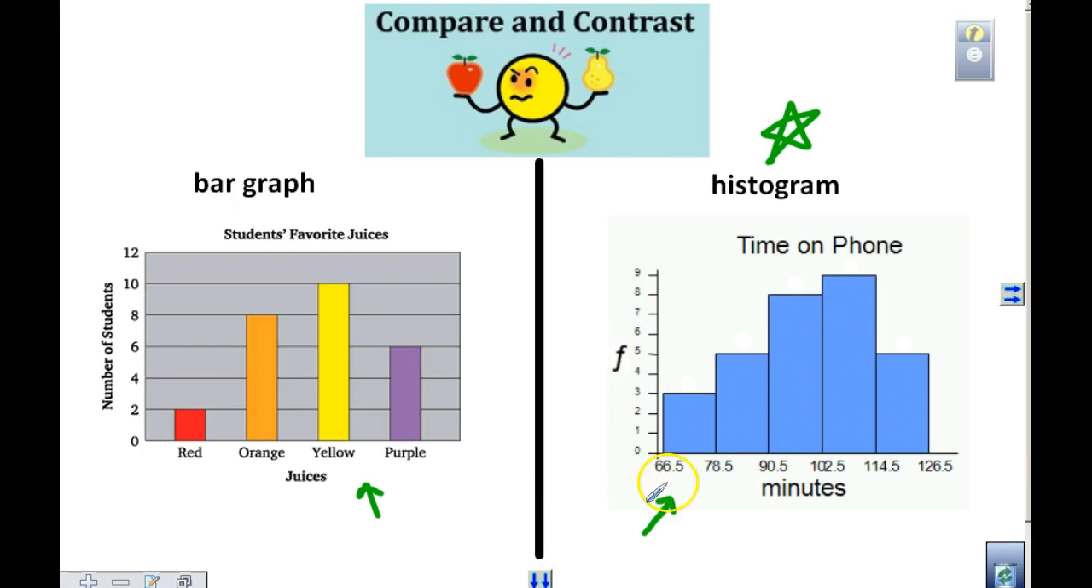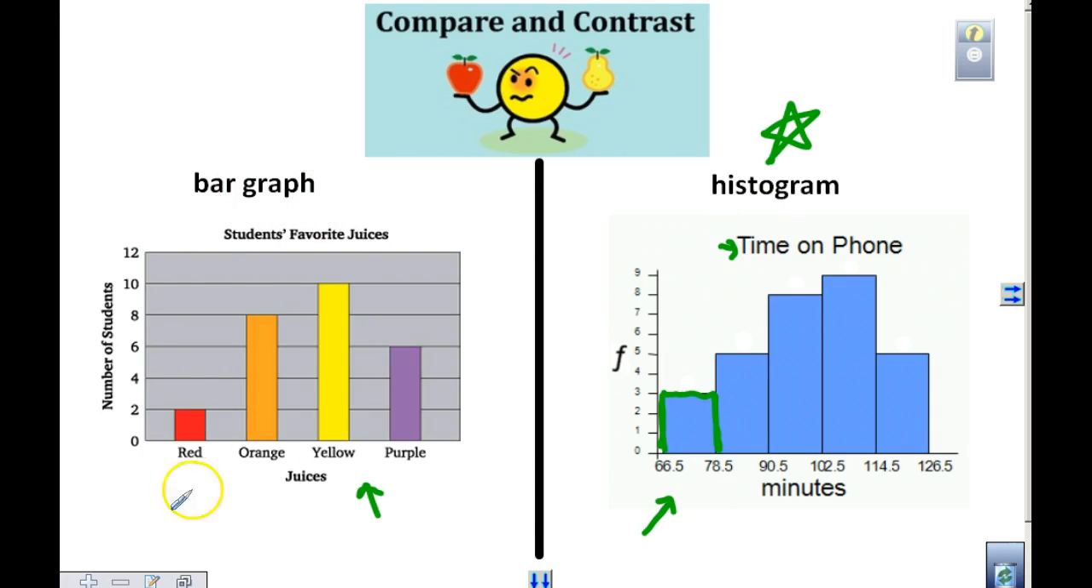Okay. As you can see, there's a range here. This is 66.5 to 78.5, and how many fell between 66.5 and 78.5 minutes. And you can see here, oh, there's 3. Okay, 3 calls on the phone that were between those amounts of time. So there's a range here, whereas bar graphs are just, it's red, it's orange, it's yellow, it's purple. So they look very similar, and you make them in a very similar way, but because of these differences, one is called a histogram, one is called a bar graph.